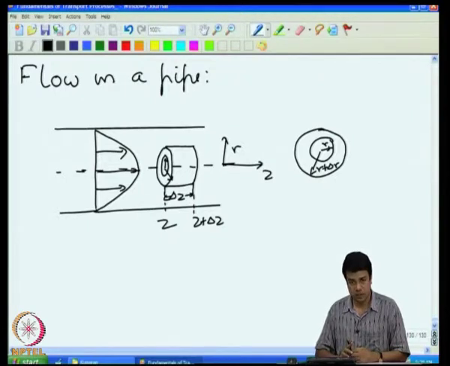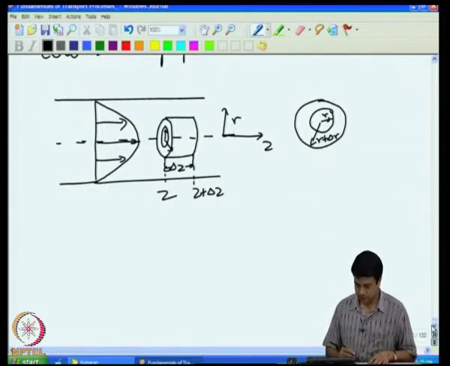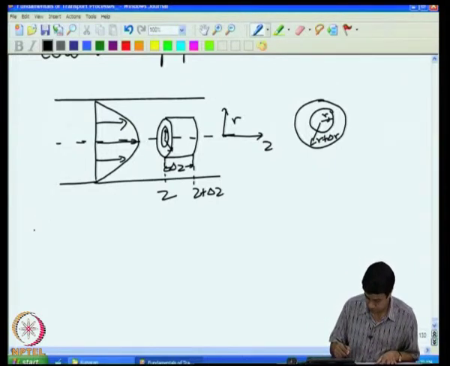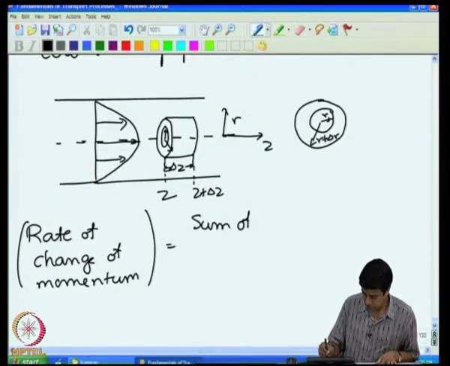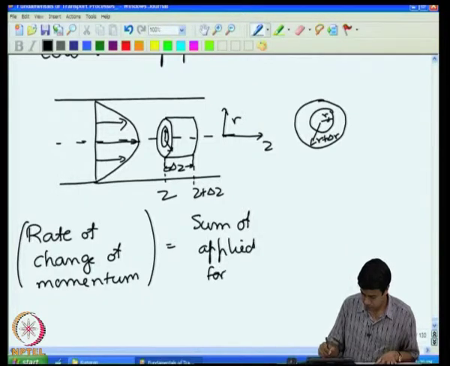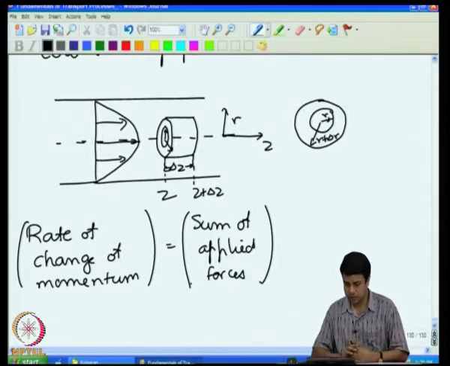So, we will write a momentum balance equation for this cylindrical shell. The velocity is only in the z direction. There is no velocity perpendicular to the wall of the pipe. So, the velocity in this case is only along the z direction. So, you will write a momentum balance equation for the velocity in the z direction. In other words, we are writing a momentum balance equation for the z component of the momentum. Rate of change of momentum is equal to the sum of applied forces.